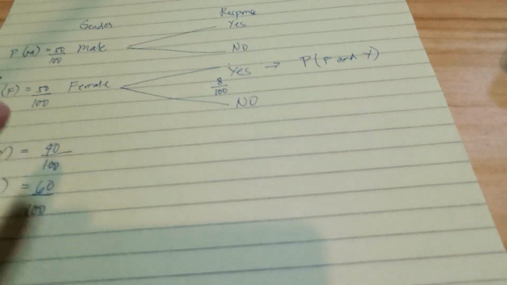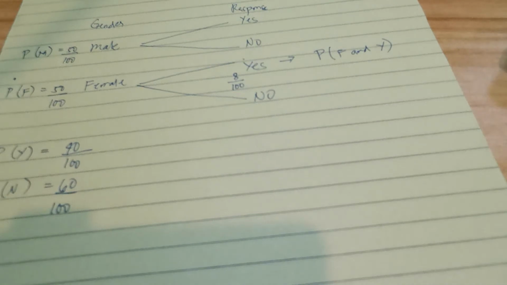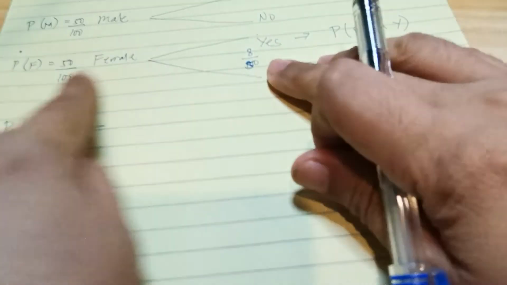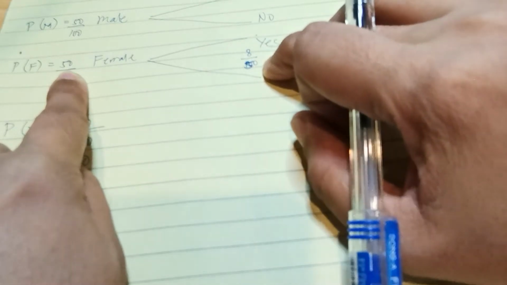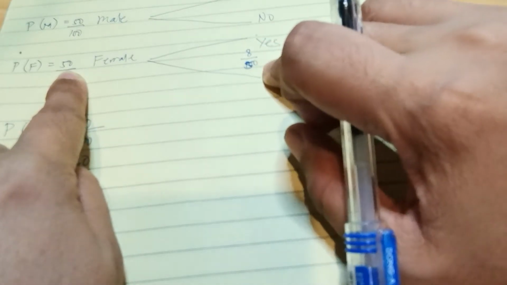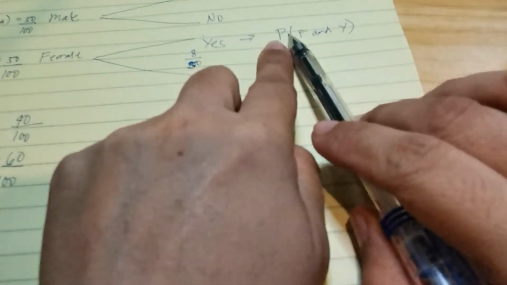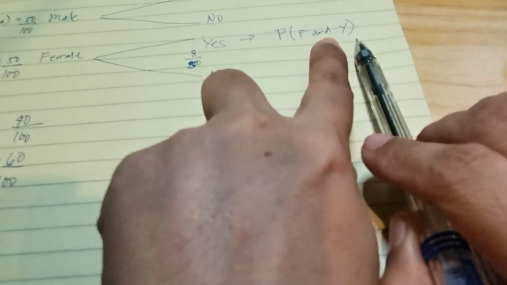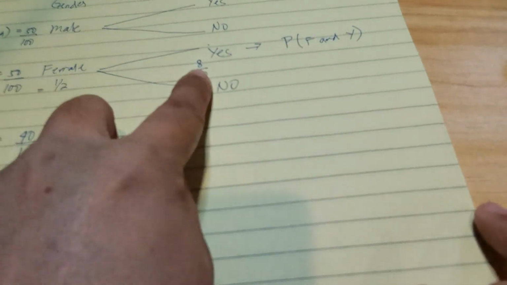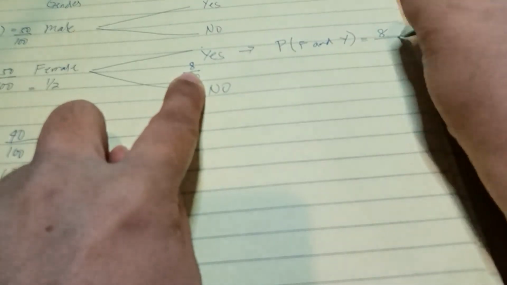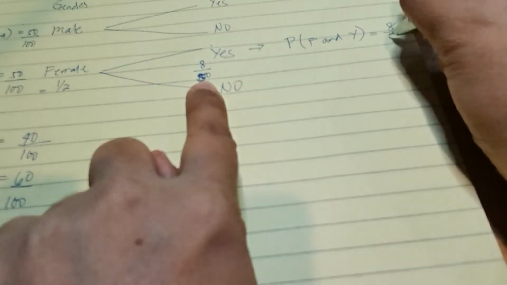Tama ba? 8 over 100 or 8 over 50? 8 over 50. Bakit 8 over 50? Kasi doon tayo sa female. Okay, ilan ba yung female? Di ba 50 lang? So, 8 sa kanila ang nagsabi ng yes. Kaya 8 over 50. So, we have here P of F and Y. Kaya, imumultiply natin ito. I-reduce natin siya into 1/2. 1 times 8 is 8 over 2 times 50 is 100.